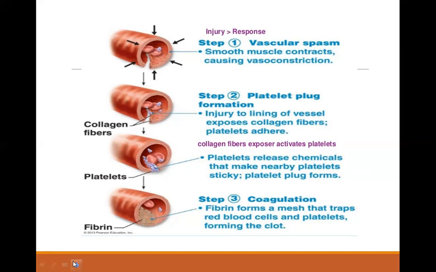Then in the final picture, you can see the coagulation process. Fibrin also will come towards the area, and a mesh will be formed. So a fibrin clot is produced according to the final image.